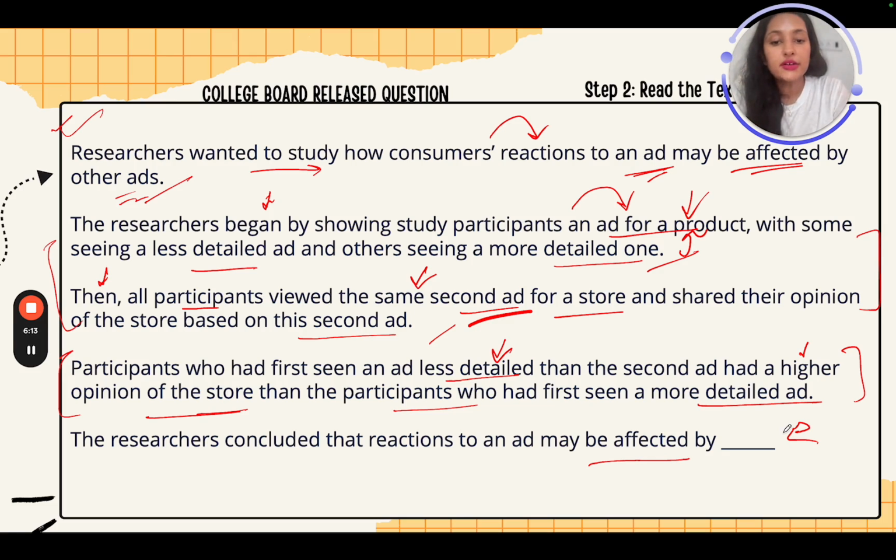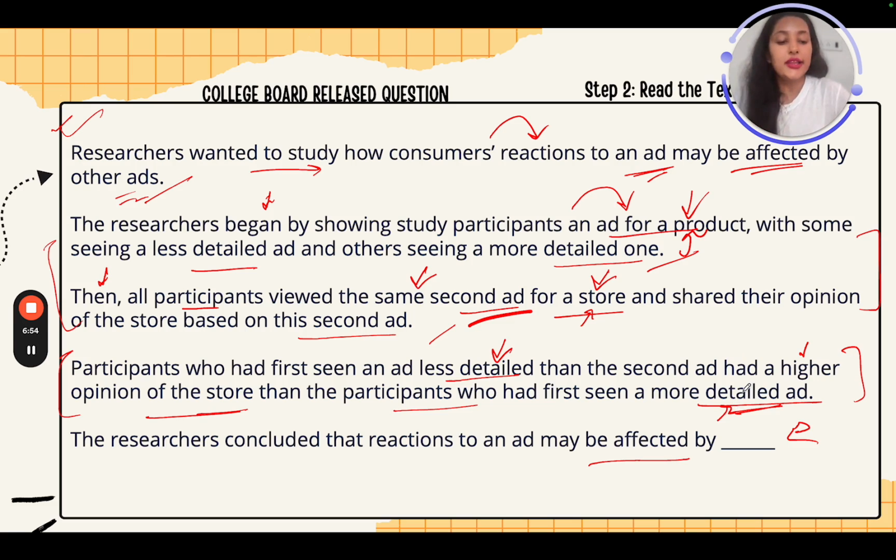What is that one factor that's changing or affecting the reactions to the second ad that they saw? We clearly know the answer to this: the detailed ad, right? That is the only differentiation between them. Some had seen a more detailed ad, some had seen a less detailed ad. They all saw the same second ad for a store, but their opinions of the store were altered based on the previous ad that they saw. The ones who saw the less detailed one liked the store. The ones who saw the more detailed one did not like that store as compared to the first group.